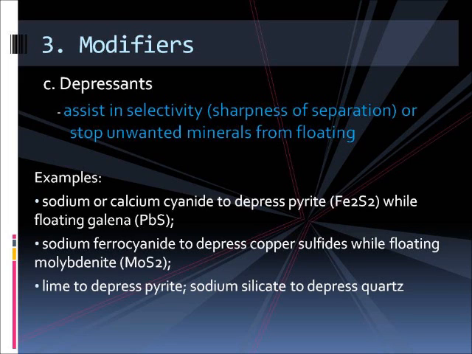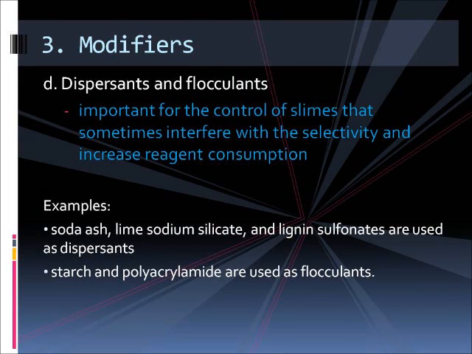Lastly are dispersants and flocculants. They are important for the control of slimes that sometimes interfere with the selectivity and increase reagent consumption. Examples of dispersants are soda ash, lime, sodium silicate, and lignin sulfonates. Examples of flocculants are starch and polyacrylamide.